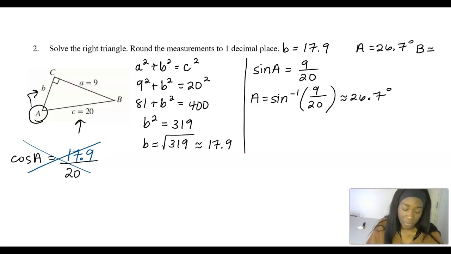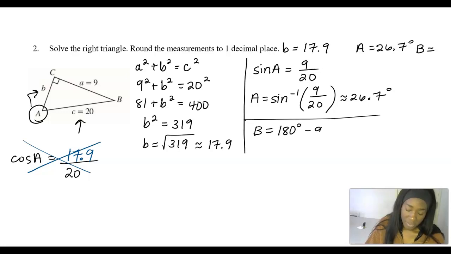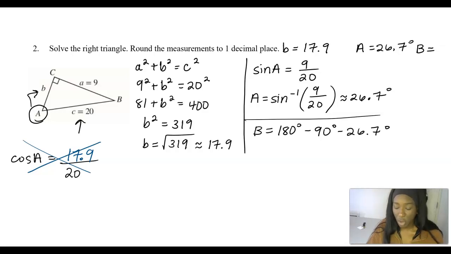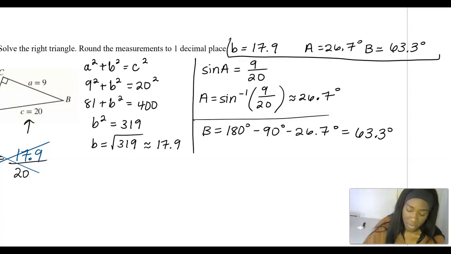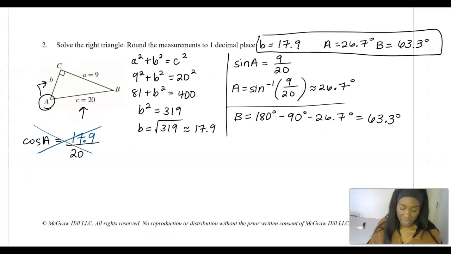Okay, so the last angle we have to find is capital B. We will take the fact that all of the angles in the triangle add up to 180 degrees and subtract the two angles that we had already found to find that capital B is equal to 63.3 degrees. And that solves our triangle by finding all of our missing values.